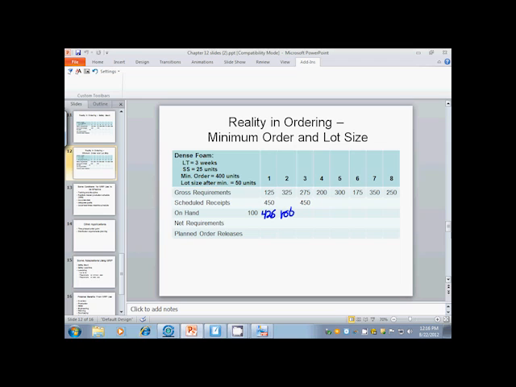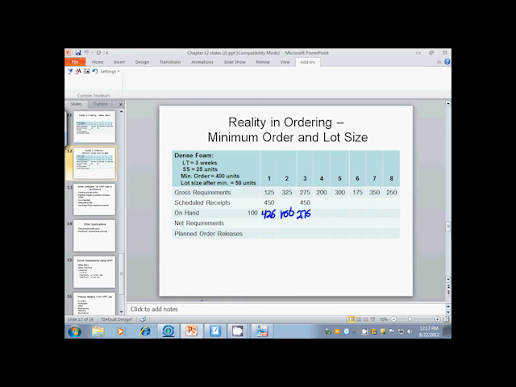Therefore, we are able to say at the end of week 2 we will have 100 units left. If we look at week 3, we have on hand at the end of week 2 100 units with a scheduled receipt in week 3 of 450 units. That gives us 550 units to use. How many do we plan on using? 275 units. Those are our gross requirements. That leaves us 275 units left over. Does that satisfy our safety stock? Sure does. So 275 units are left on hand.